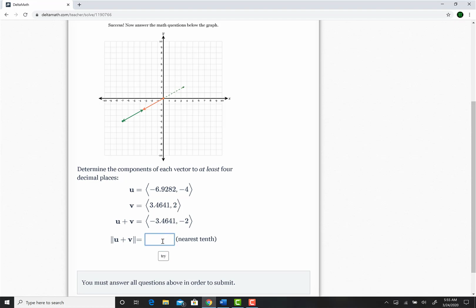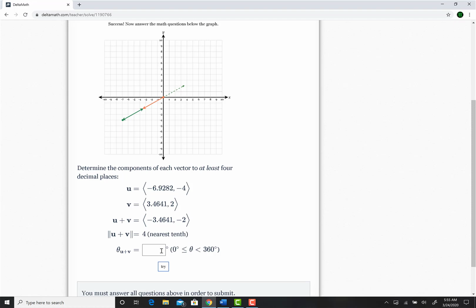And you get a perfect 4, but that should not be a surprise, guys, because think about it, the magnitude was 8, and then the other magnitude was 4, and then 8 minus 4 is 4. So try, and there it is. And then the nearest angle, well, we already know that that angle is 210 degrees, so 210.